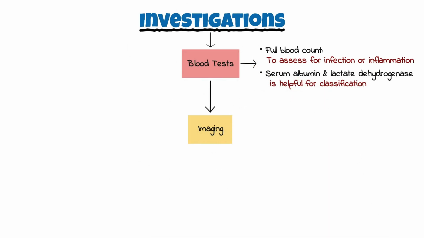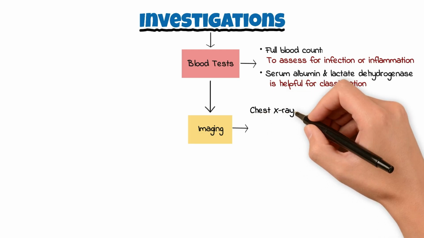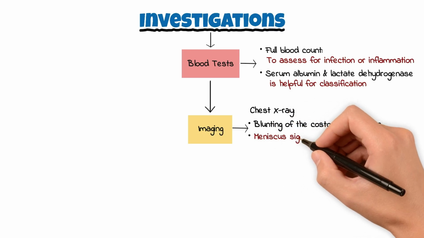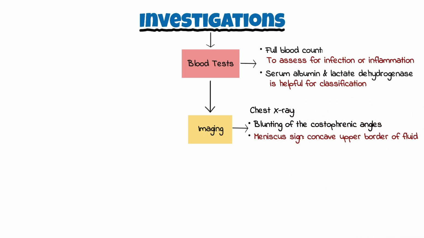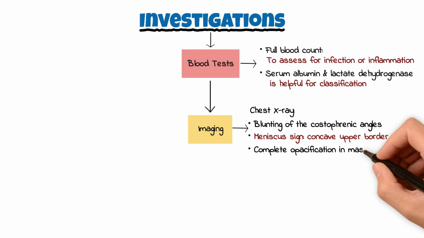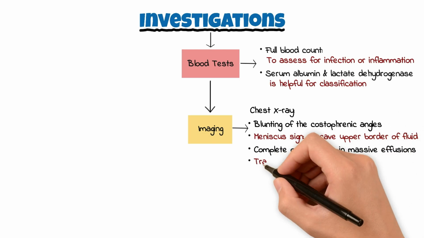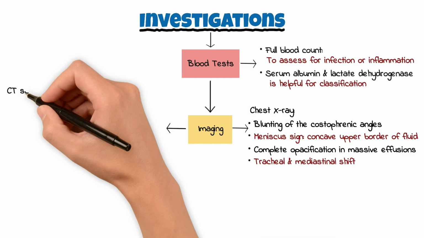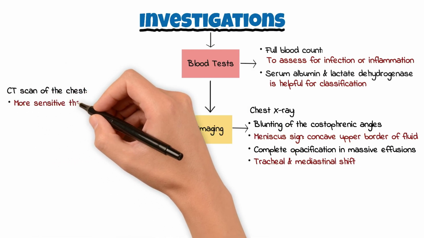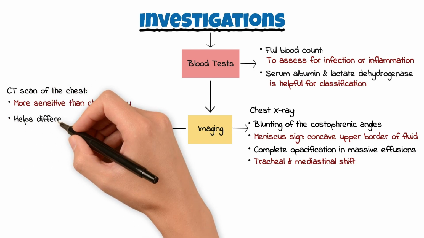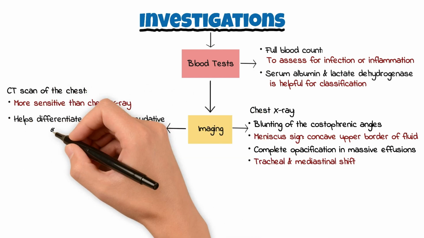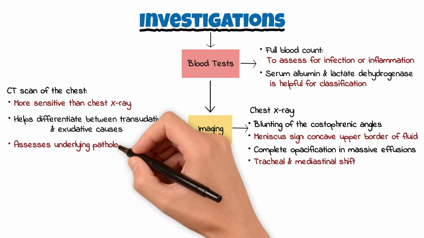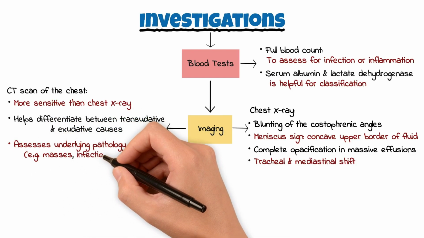Imaging. Chest X-ray. Blunting of the costophrenic angles, meniscus sign, which is concave upper border of fluid, complete opacification in massive effusions, and tracheal and mediastinal shift in large effusions. CT scan of the chest. This is more sensitive than chest X-ray. It helps differentiate between transudative and exudative causes. It assesses underlying pathology, for example masses and infection.